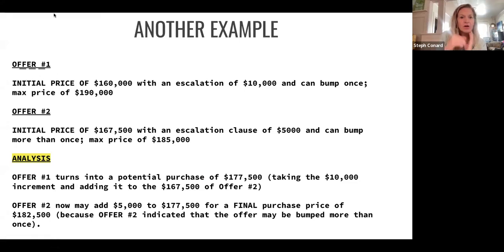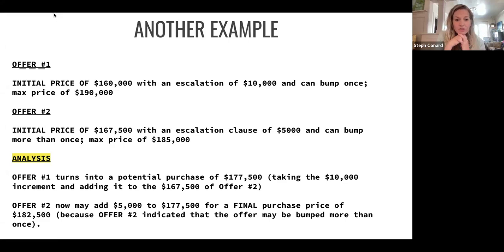But another example. Offer number one: initial price of 160 with an escalation of 10,000 and can bump once. The max price is 190. In offer number two, there's an initial purchase price of 167.5 with an escalation increment of 5,000 and can bump more than once, max price of 185.